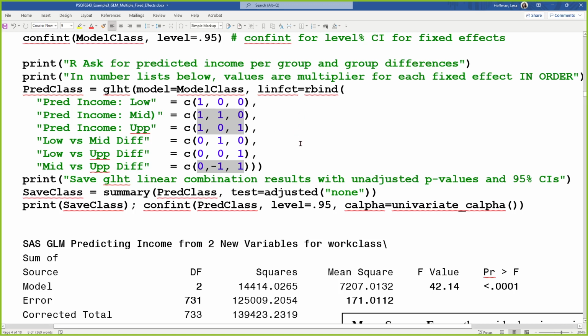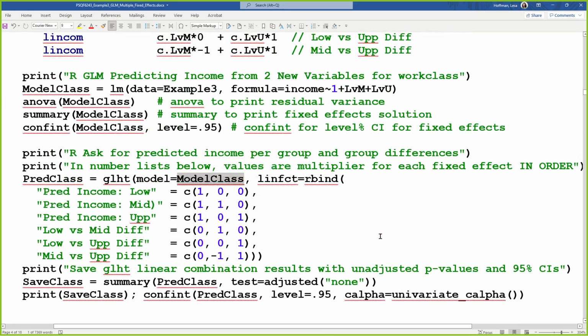So things that you would have to change in order to use this: what model you're pulling from, the values in here that correspond to what you're trying to predict, and the result that you're saving this to. I'm trying to come up with a consistent naming system. For instance, my model results always start with the word model, and then what is in the model? This is working class, so I called it model class. Now I'm asking for predictions, so I put pred in front of it to differentiate that. So class is the name for everything I'm doing with respect to this analysis.